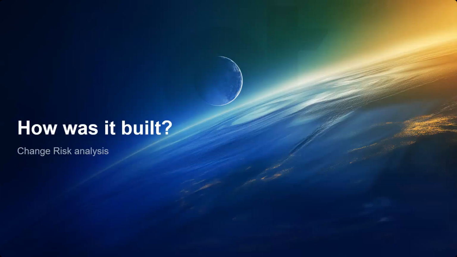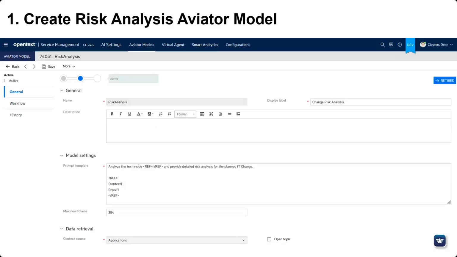So how was this one built? Again, we'll go through the same process. First of all, we created a risk analysis Aviator model. Fairly simple: analyze the text within the context and the input, and provide a detailed risk analysis. We didn't put much in this, and I must admit we were quite surprised, when we first did this with our current large language model, by the quality of the output. We've certainly been doing some tests with other large language models out there, and with our planned updates, I think the quality is going to get even better, which is brilliant.